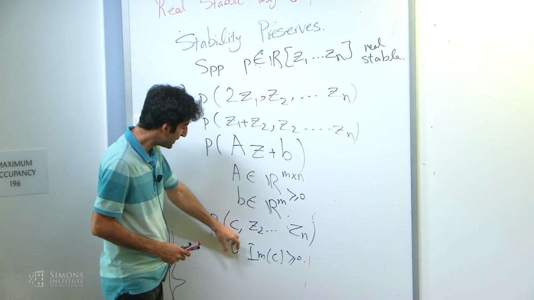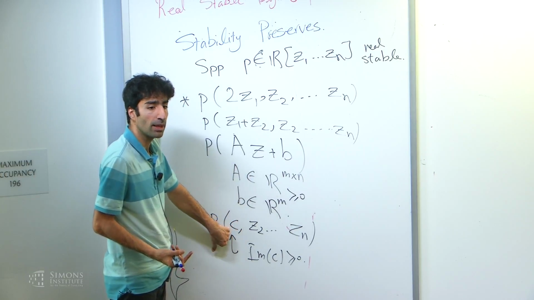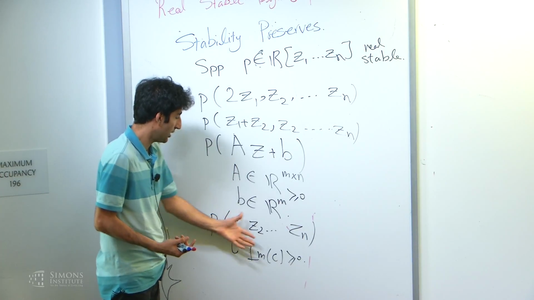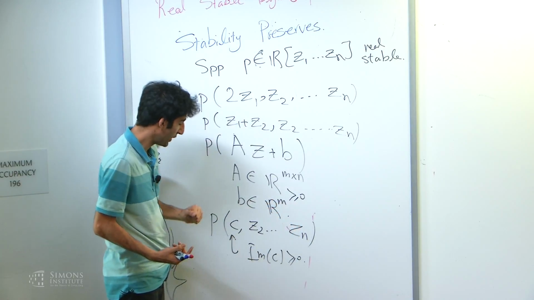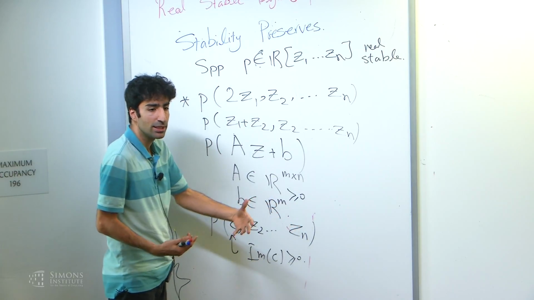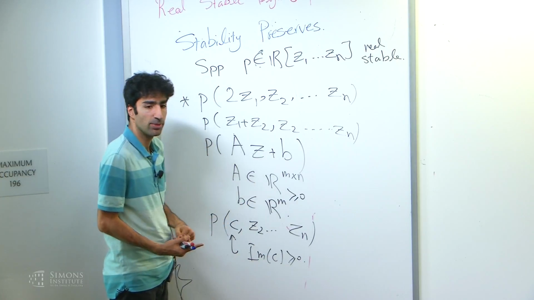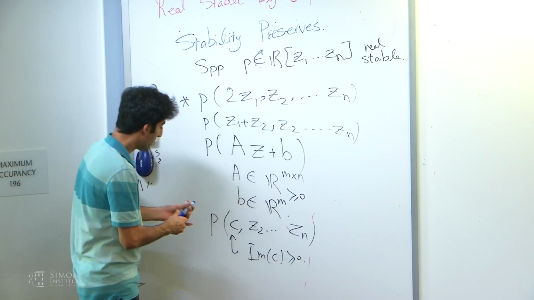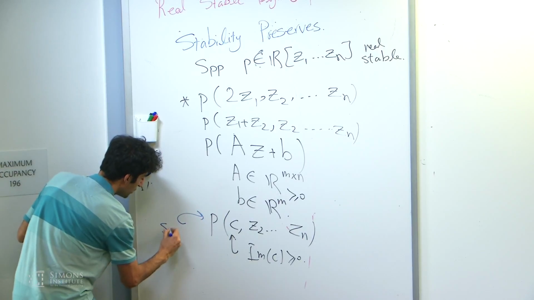And the way to see it is that if c has positive imaginary value, then this is of course true, because if this has a root with positive imaginary value, so does the original thing. Now you can take limits to get to the real line, and still the corresponding polynomial will be real stable. Okay. So this particular operation is very useful for us. It's called specialization.